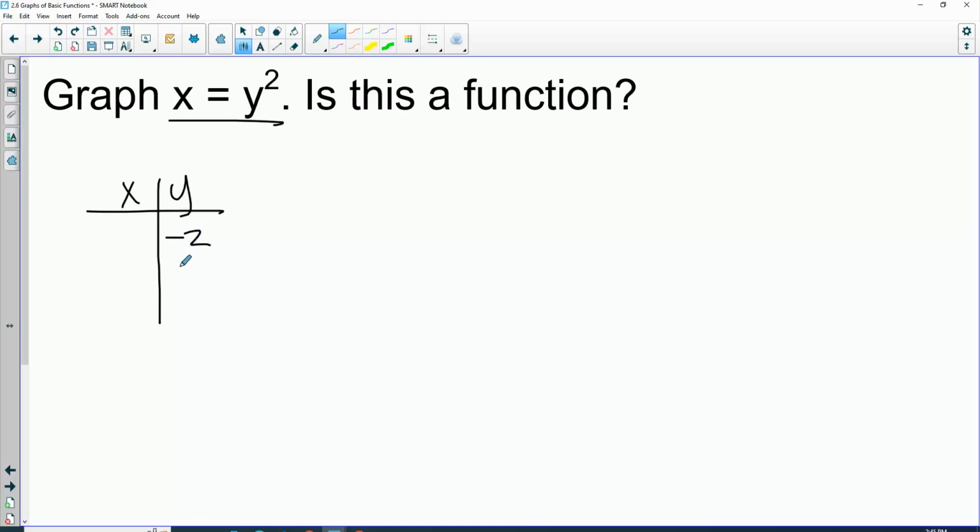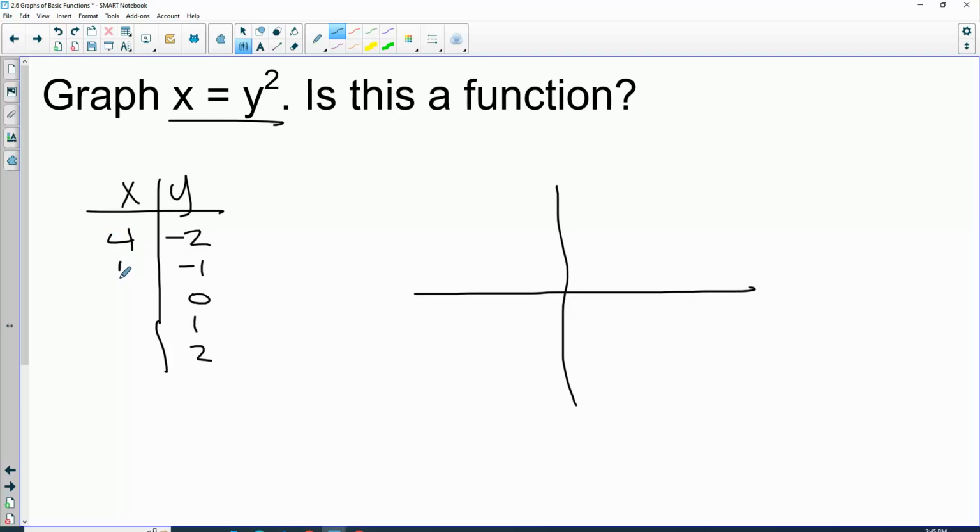So let's try like some -2, -1, 0, 1, 2. So sometimes you don't always have to plug in for x. All right, if I put in -2, -2 squared is 4. -1 squared, 0 squared, 1 squared, 2 squared. So if I look at this graph, 4, -2, 1, -1, 0, 0, 1, 2, 4.